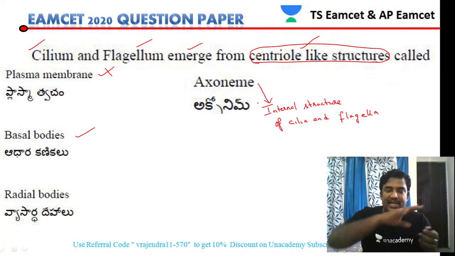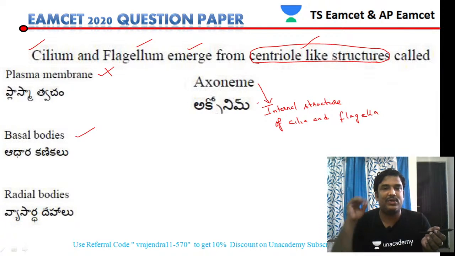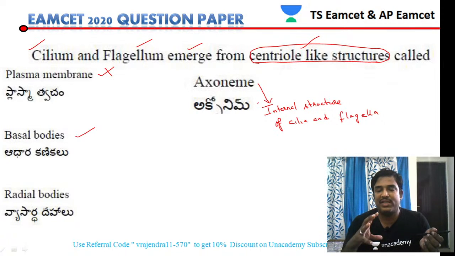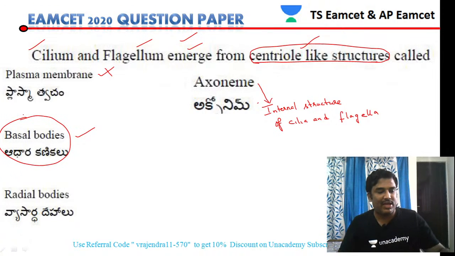When we cut the cilia and flagella horizontally and observe under a microscope, we can see a specific structure. That specific structure is called an axoneme. So what is an axoneme? It is the internal structure of cilia and flagella. The question is asking where the cilia and flagella emerge from. They emerge from the specific structure called the basal body. So finally the basal body will be our answer.